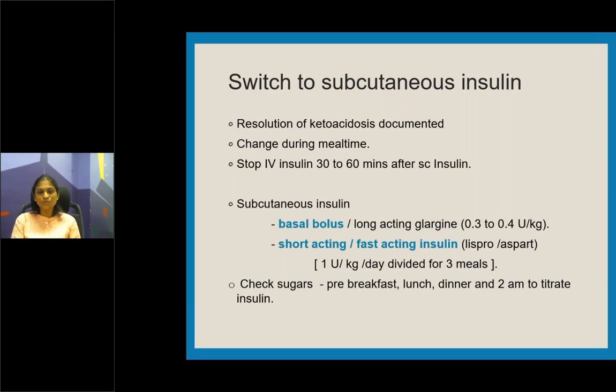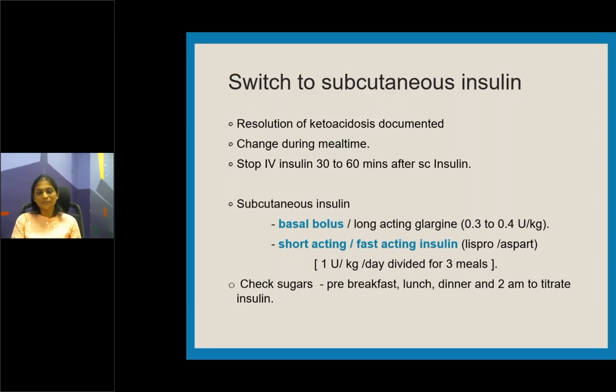The basal insulin is usually calculated as 0.3 to 0.4 units per kg and is given as a single daily dose, usually at night around 8 or 9 p.m. The short-acting or fast-acting insulin is chosen depending on local practices, whichever the patient is comfortable with and the treating doctor prefers. This is Lispro or Aspart. This short-acting subcutaneous insulin has to be given 30 to 60 minutes before we stop the IV insulin.